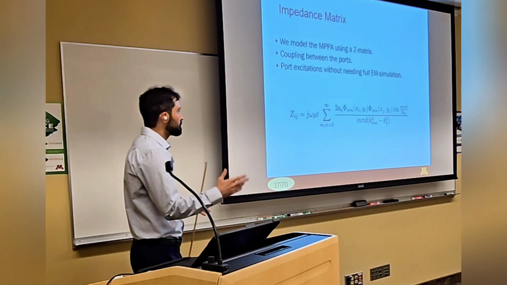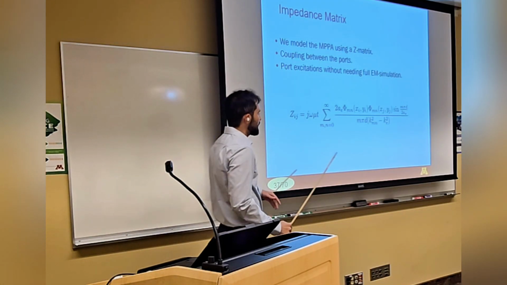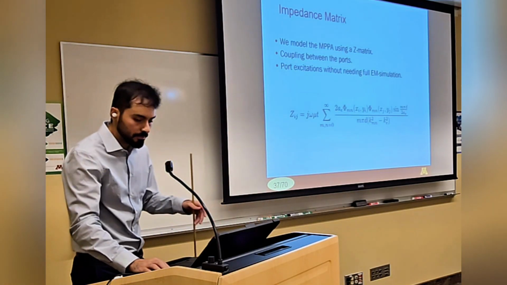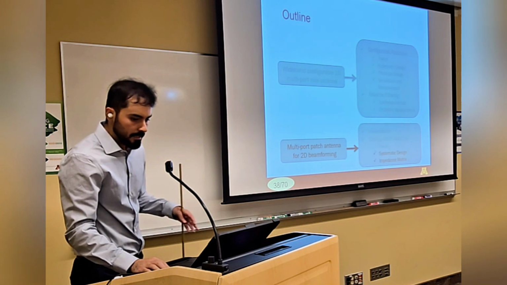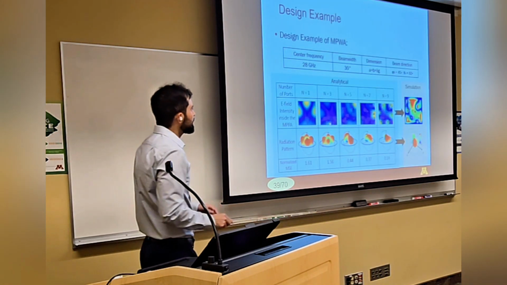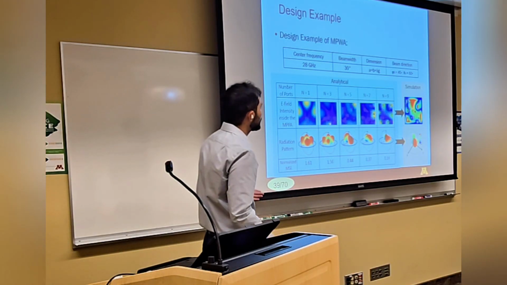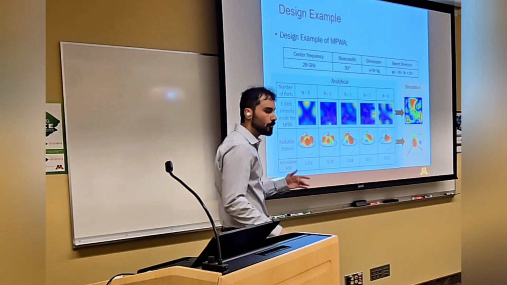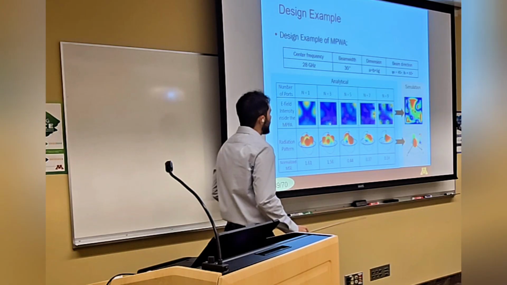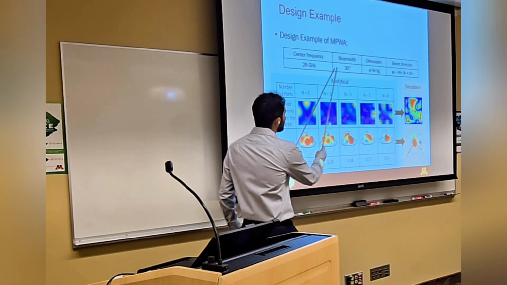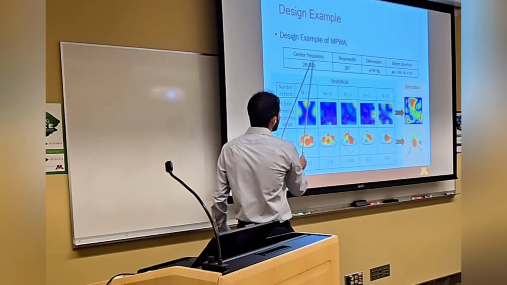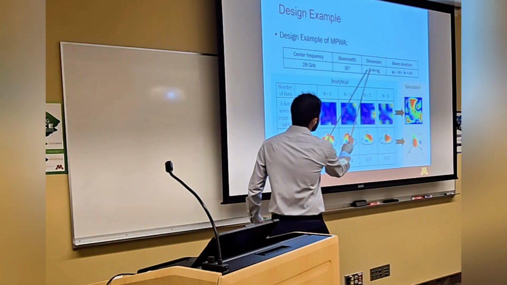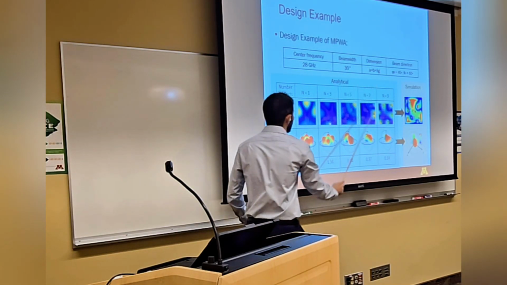Similar to our previous work, we use the Calculus model as well to calculate the impedance matrix of multiport wire and multiport patch antenna. And next I'll discuss the design example. In this example, the goal is to determine the location and excitation of each port in multiport patch antenna to provide a radiation pattern with this beam width at 28 gigahertz with this beam direction. Based on this beam width, we determine the dimension of the patch antenna like this.